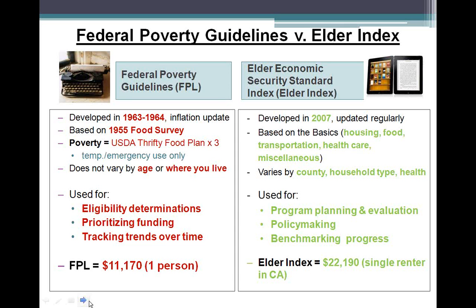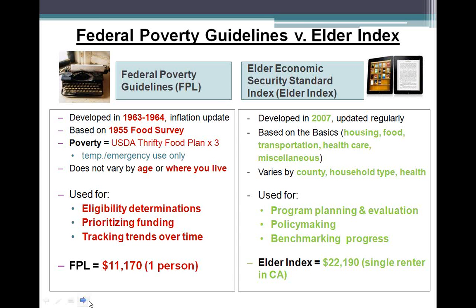And so with all of this, the federal poverty guidelines are currently used for making some very important decisions, despite the fact that it has these various methodological flaws, which includes being used for eligibility determinations, prioritizing funding, and tracking trends over time, such as the annual poverty rates that come out. And so for 2012, the federal poverty guidelines, also known as the federal poverty level, or FPL, is just over $11,000 a year for one person. And so as you can imagine, that figure is not even enough to pay for rent for a whole year in most places in California.